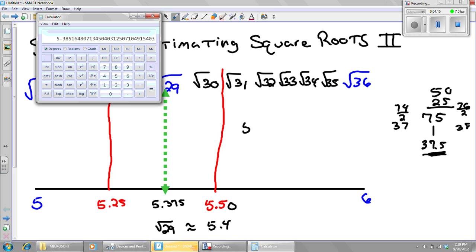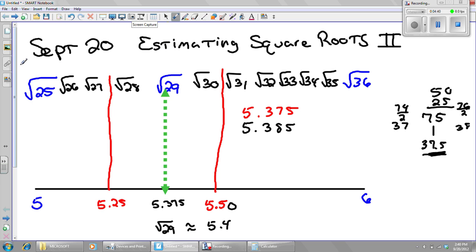The calculator is telling me 5.385. And my estimation came up to be 5.375. Look at how close that is. That is very close. If we're talking money, well, I'm only off by a penny, right? Pretty good estimation for my head. All right, let's try another problem.